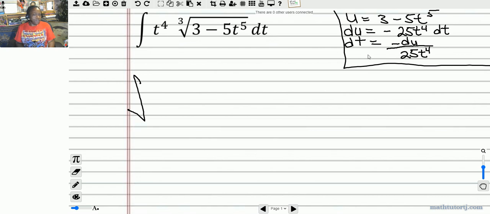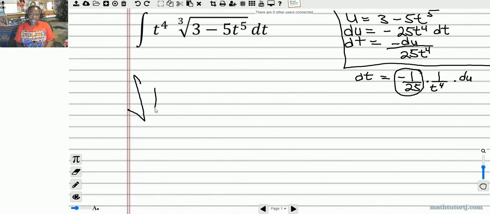I want to take a moment to really look at what dt is. dt, as we know, is negative du over 25t to the fourth. That is in fact negative 1 over 25 times 1 over t to the fourth du. It's important because when I rewrite this, I am going to pull this constant out.